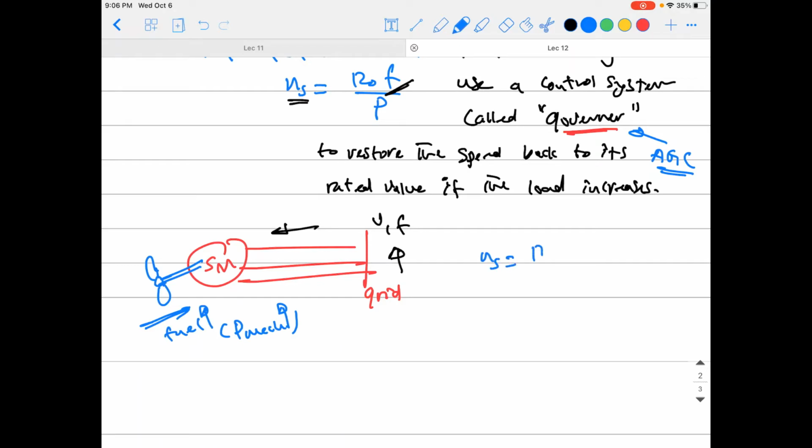So NS equals 120 F over P. The number of poles just stays constant because that's a design value for the machine. You're not playing with the number of poles, it was already an operating machine. Okay, so just using this relationship and the frequency of the grid, which is 60 hertz here in North America, you can work out what is the speed you have to maintain all the time to keep the frequency working at 60 hertz. Okay, guys?